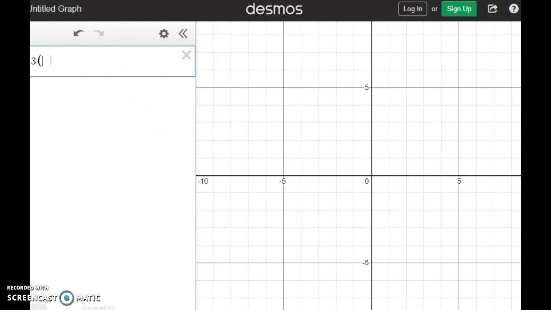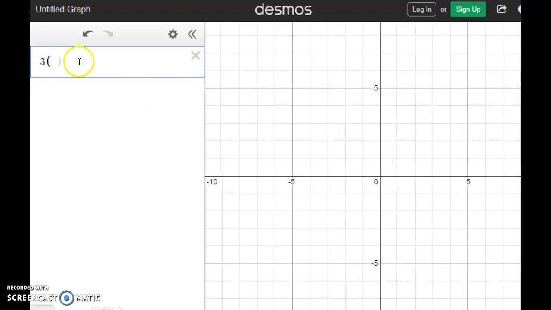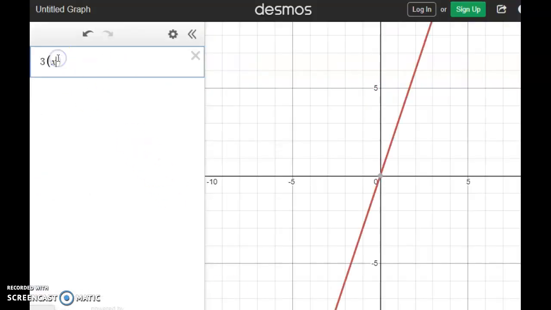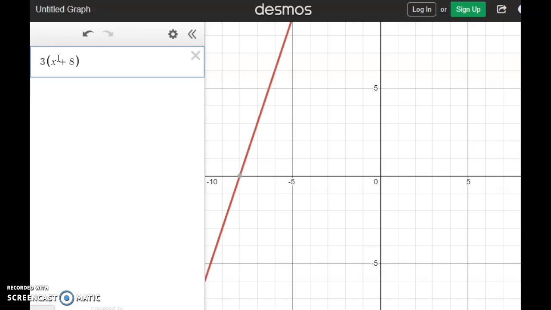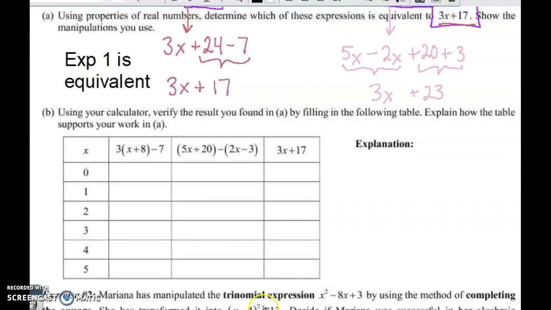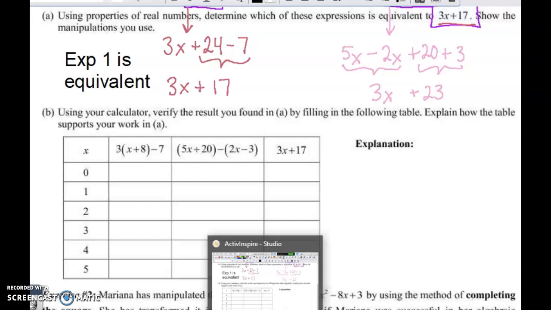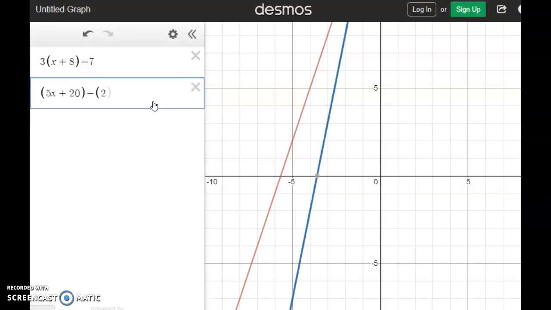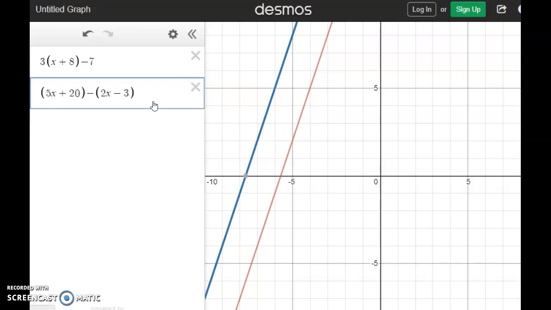Maybe I should scroll over so you can see where I'm typing. You can click right here, click here, and start typing. So I'm looking at 3x plus 8 minus 7. I'm going to write the next equation, excuse me, I should say expression, the 5x plus 21, and then minus 2x minus 3.